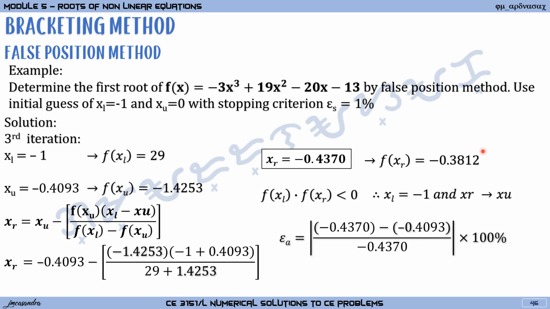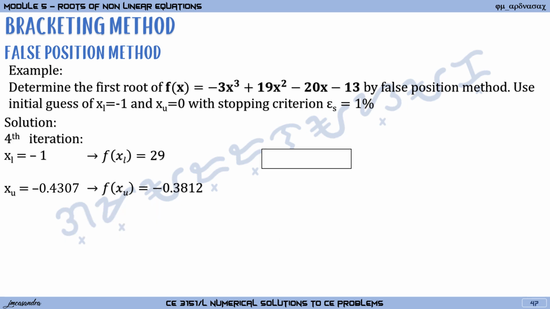Then we check now our approximate error using our previous XR and our new XR. So we have 6.34%, which is still greater than our stopping criterion. Therefore, we continue with the next iteration.